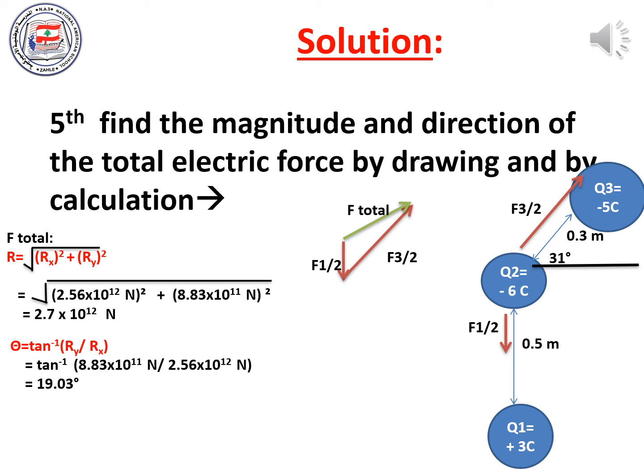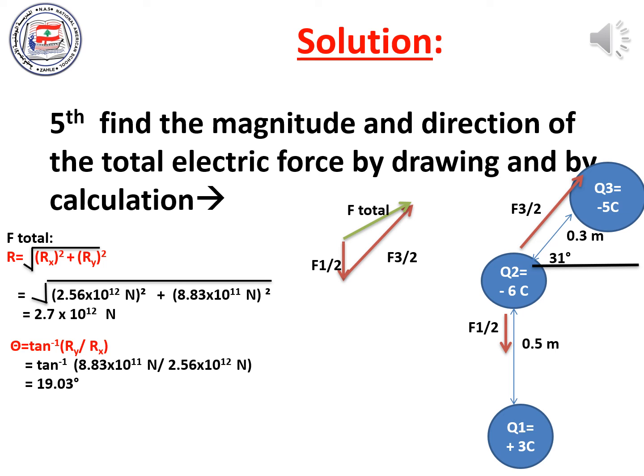We draw the first vector, which is F1 on 2 as it is, negative on the vertical, so it is downwards on the vertical, and we put the tail of the second vector on the head of the first. So we put the tail of F3 on 2 on the head of F1 on 2. Then we draw the resultant vector, which is the vector of the total electric force acting on charge 2, from the tail of the first to the head of the last. As you can see in the figure, the total force is in green.